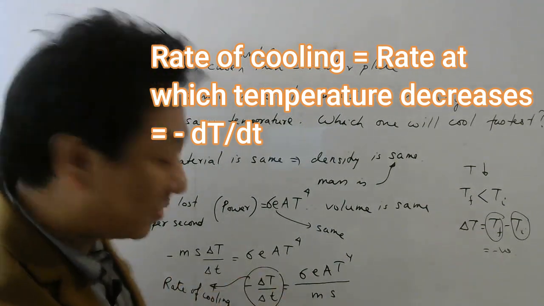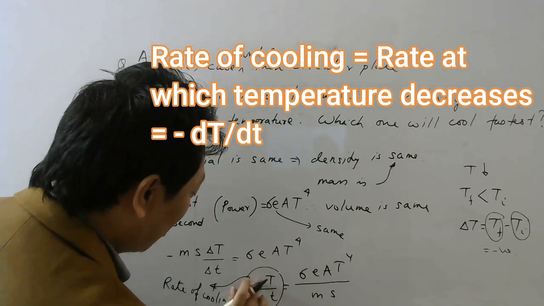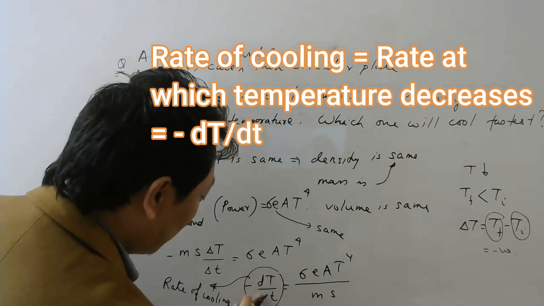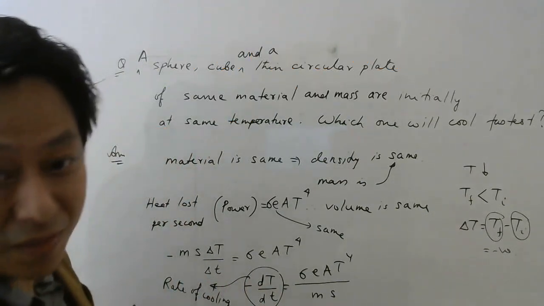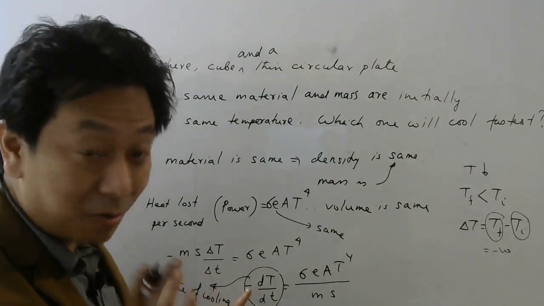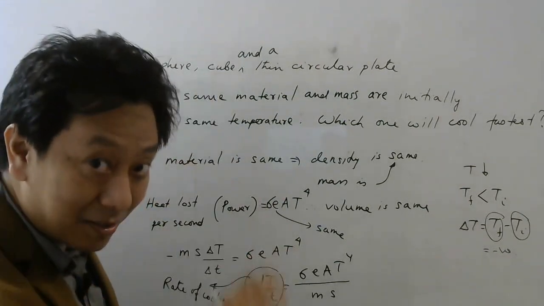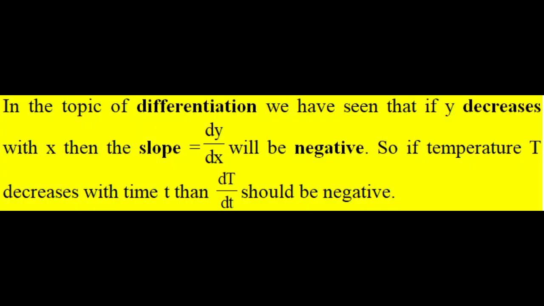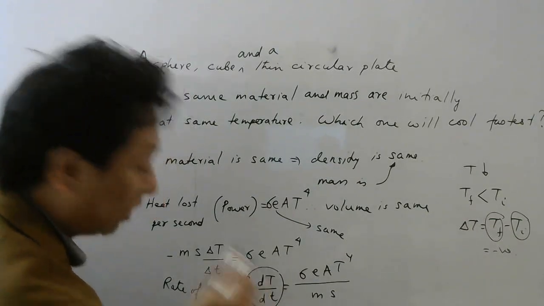But when delta t tends to 0, the same thing can also be written as d capital T by d small t. Minus sign is just there to tell you that temperature decreases with time. Okay. So this is a rate of cooling.